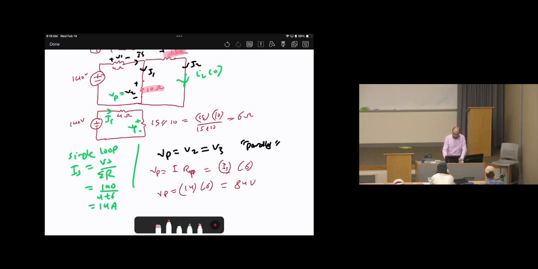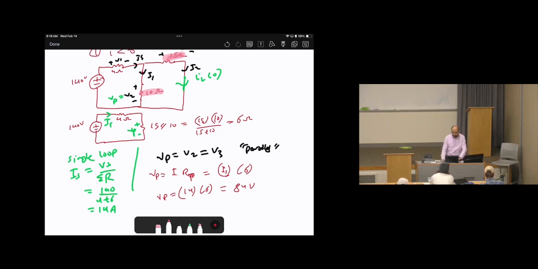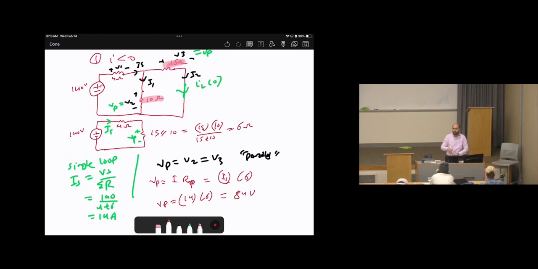Now VP, which is 84, that's one way to calculate VP, or you can do KVLs to do that. I'm just doing one way. However, there are multiple ways to do it. After calculating VP, you can do KVL to find V1, then you can do KVL to find V2 and V3, and so on. So after calculating VP, which is the same as V2 and V3, we can calculate IL using Ohm's law.